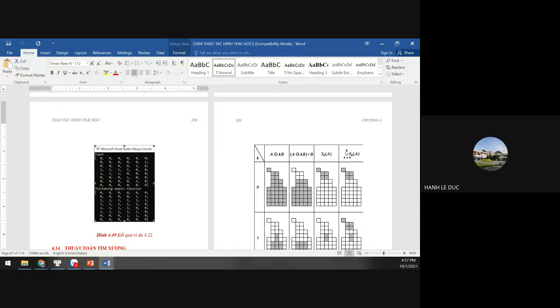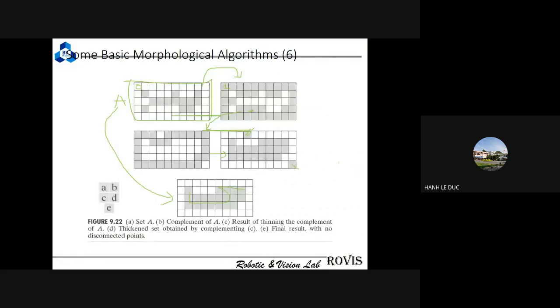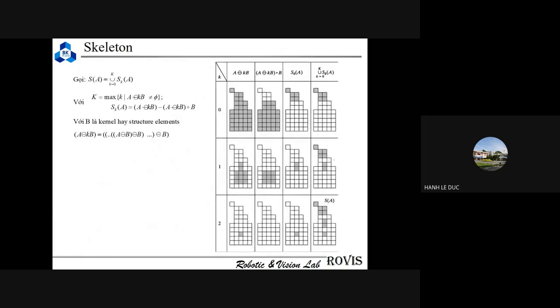Okay, today you study many algorithms. The previous one is thinning, and the next one is skeleton. Wow, skeleton. So the skeleton follows these equations, and you have to consider the S_k(A) here. So S_k(A) is defined by this equation.